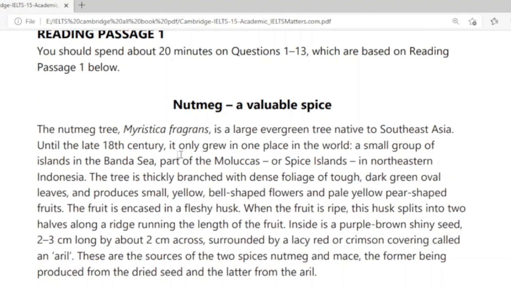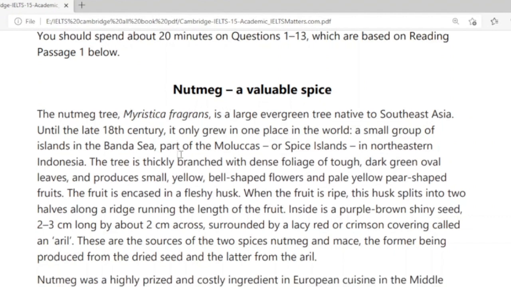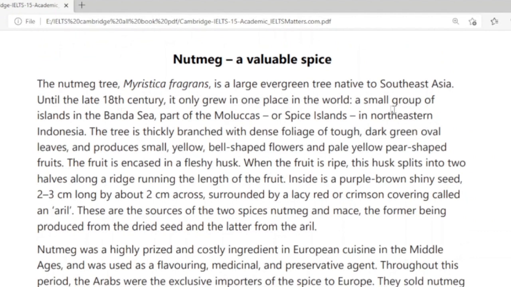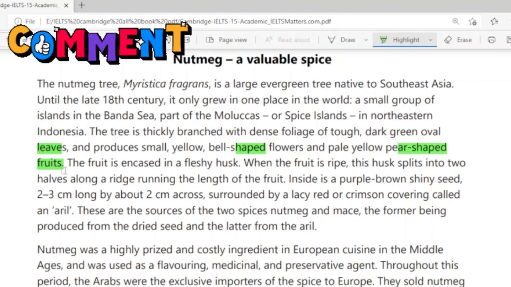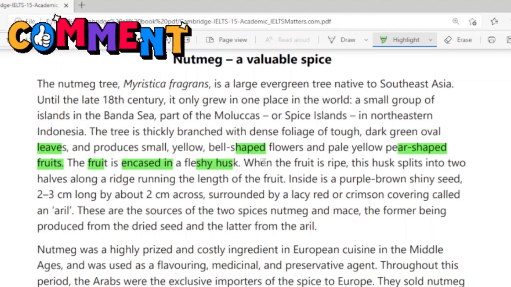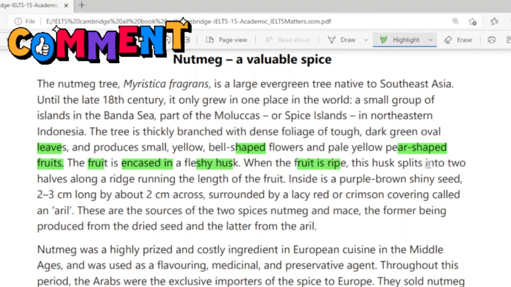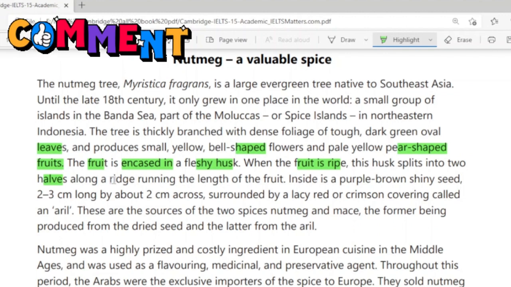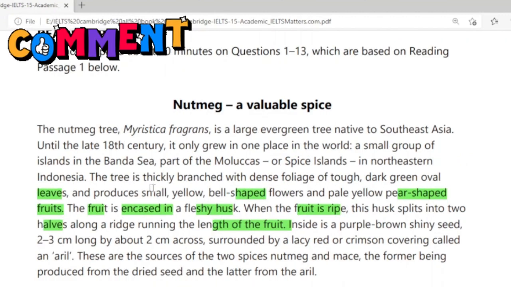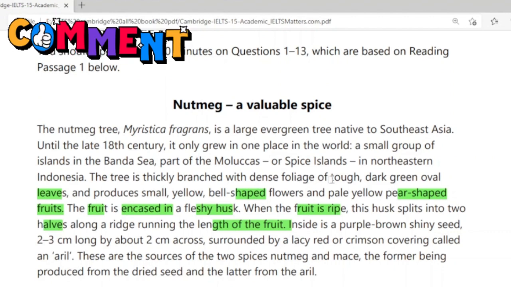So we do not need to read the whole passage. We just find our keywords. Okay, so we found leaves, fruits, something. Northwest Indonesia, trees, dense foliage, dark oval leaves. I find leaves produce small yellow bell-shaped flowers or yellow pear-shaped fruits. The fleshy husk. So we find when the fruit is ripe, the husk is split into two halves running the length of the fruit. The tree is tricky, with dense foliage, dark green.